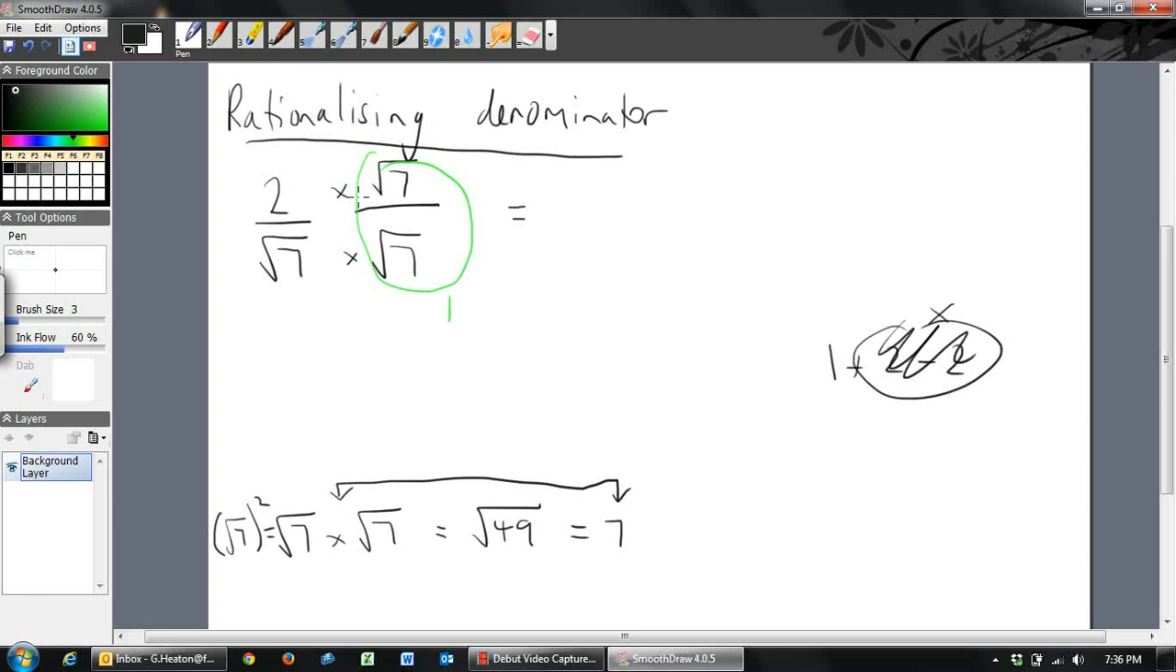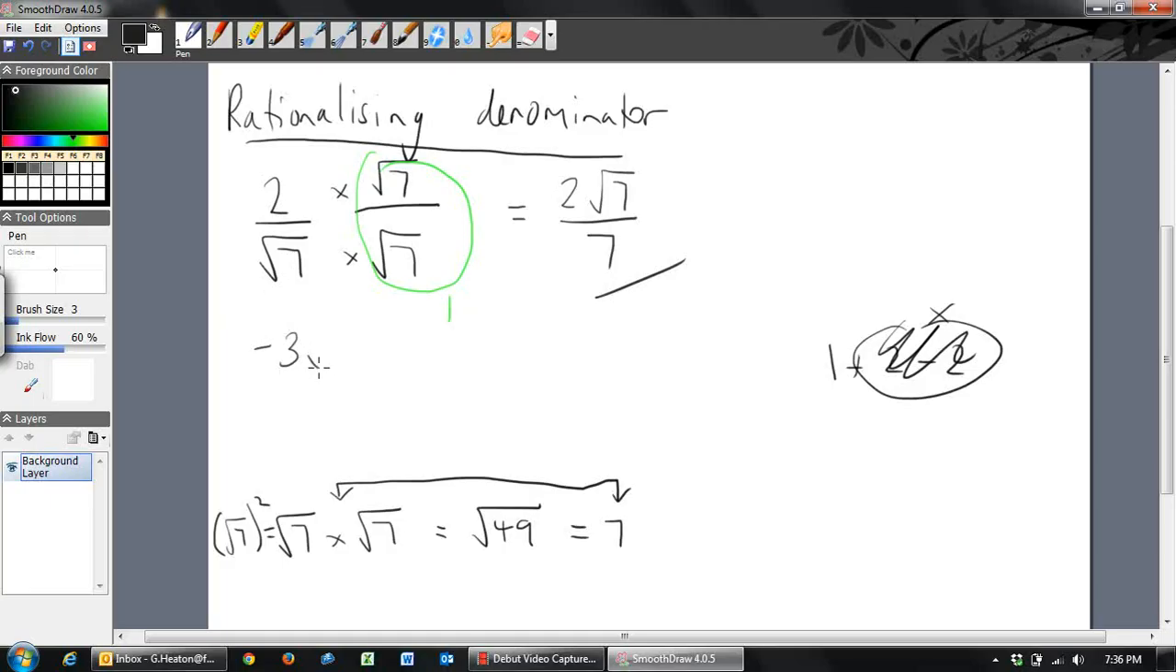So let's do it. What's 2 times root 7? It's just 2 root 7. What's root 7 times root 7? It's just 7. And so that is your answer. What we've done is rationalised. In other words, we've taken something that's irrational, or surd, and we've made it into rational, this 7 over here. Okay, there's not much more to it, to be honest.